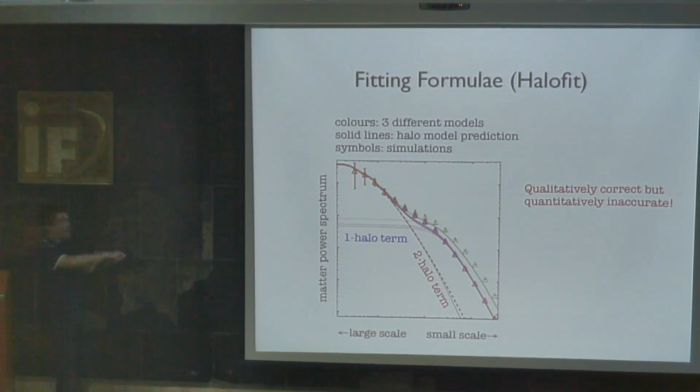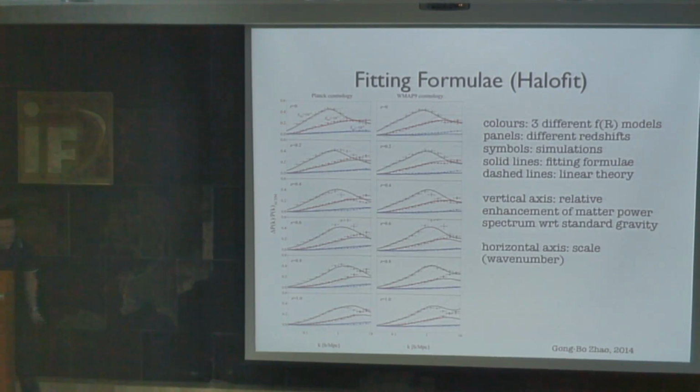You can see that this model gives a quite good qualitative prediction if you compare it with simulations, which are symbols of the same color. But it's not always accurate, especially at the transition between the one-halo term and the two-halo term. You can see that it is not very accurate. So what you can do is make some generalization. You can add more parameters to this prediction to make it more flexible, and then you use simulations to fit those parameters. This is what people do in halofit. Similarly, for non-standard models, my colleague Gongbo Zhao did a modified gravity halofit, and this is the result for f of R gravity.